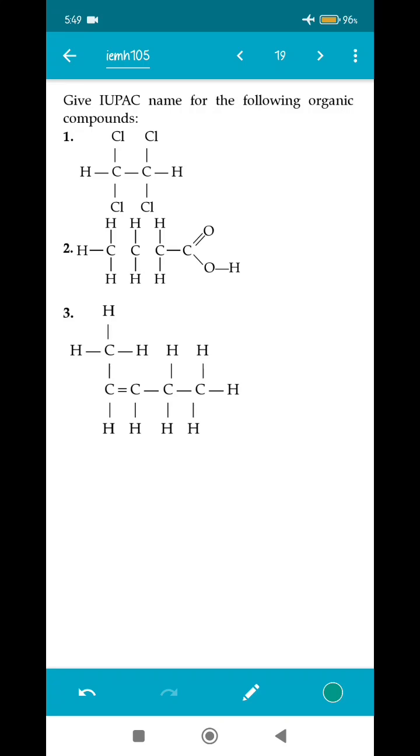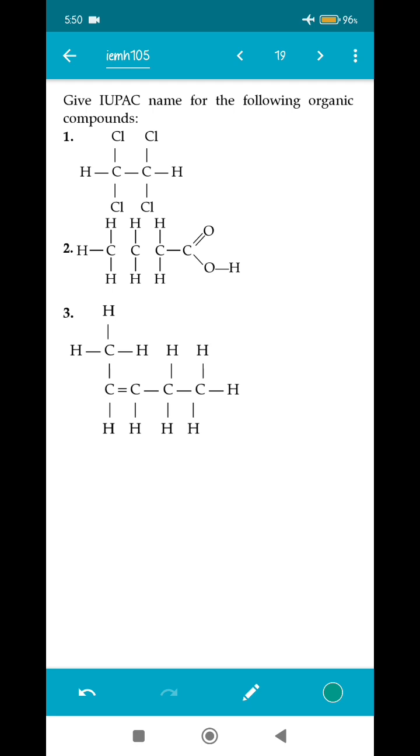Today we are going to do a few questions related to chemistry, and these questions are all from 2025 board exam papers. So let's begin with the question. The first question is you have to find the IUPAC name of the given organic compounds.